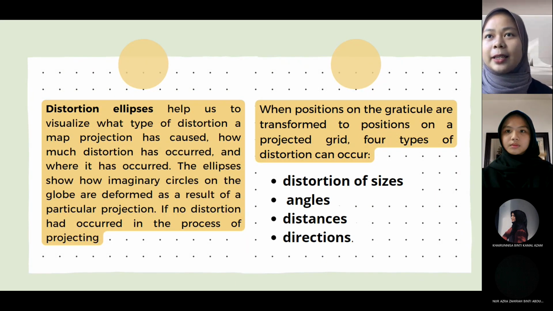Distortion ellipses help us to visualize what type of distortion a map projection has caused, how much distortion has occurred, and where it has occurred. The ellipses show how imaginary circles on the globe are deformed as a result of a particular projection, if no distortion had occurred in the process of projecting. So, when positions on the graticule transform to positions on a projected grid, four types of distortion can occur. First, distortion of size. Second, angle. Third, distances, and fourth, direction.